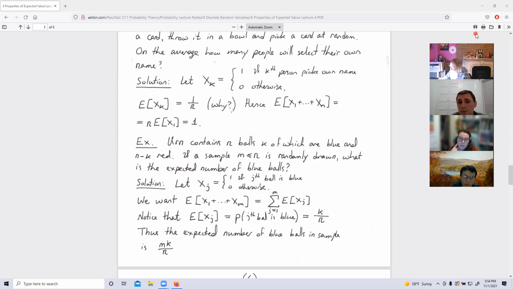Well, in the jth place, every ball labeled 1 through n is equally likely to occur. Exactly k of them are blue. Yes. So the expected value of xj is the probability times 1 plus 0 times the probability it doesn't happen, it's not a blue ball. So it's just k over n. You agree? K over n is the expected value of xj, and the expected value for the total is just the sum. So it's m multiplied by k divided by n. You follow?